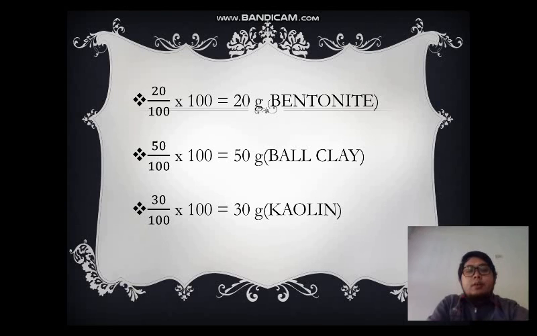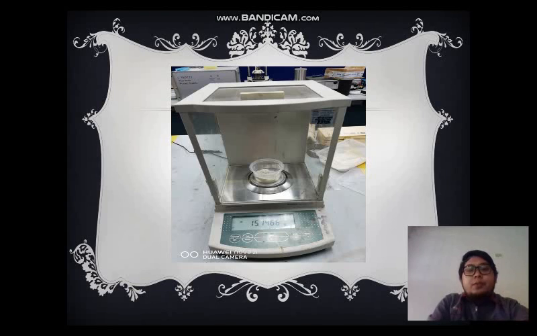If you can see, for the bentonite, 20 divided by 100 times 100 equals 20 gram. For the ball clay, 50 over 100 times 100 equals 50 gram. And for the kaolin, it is 30 over 100 times 100 equals 30 gram. Okay. Next, the mixture for one sample. The weight required is 50 gram.